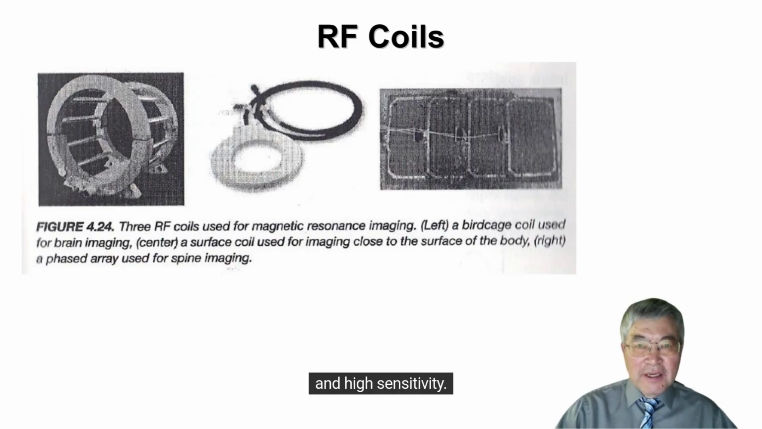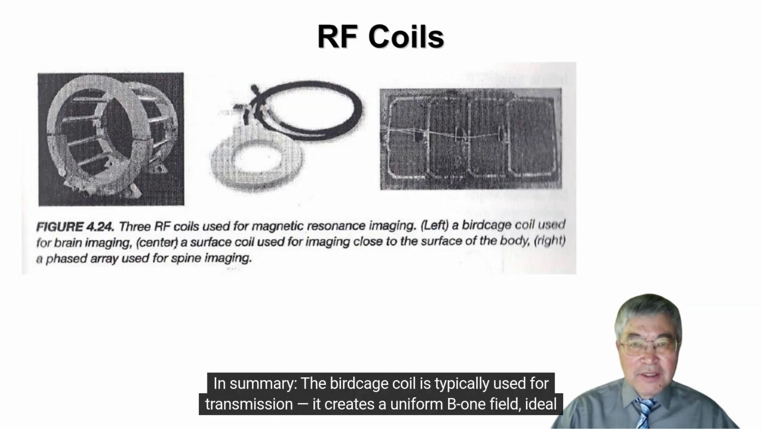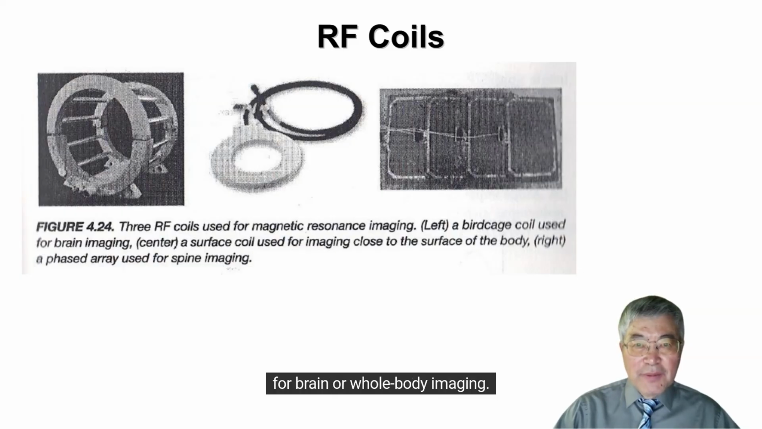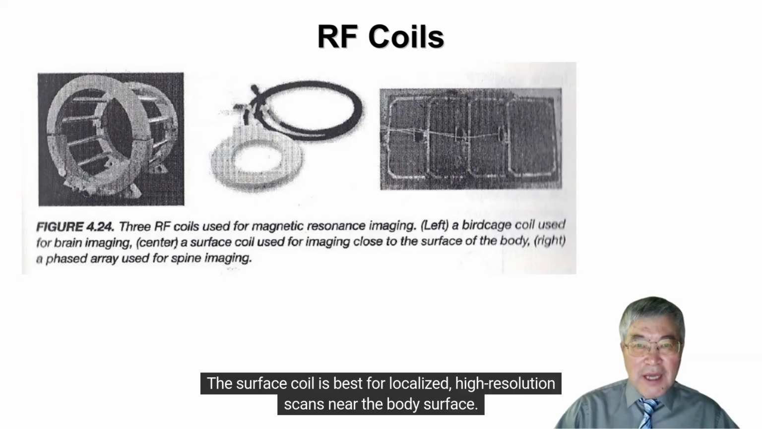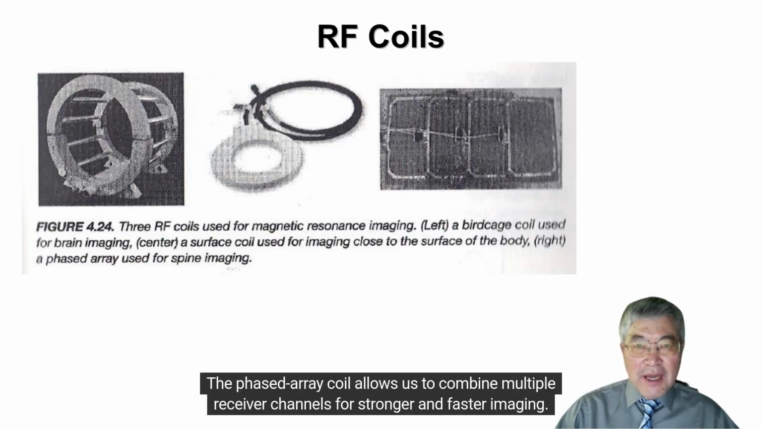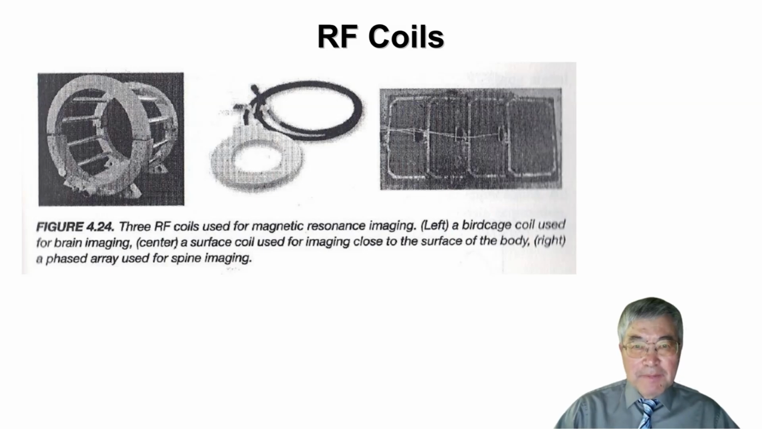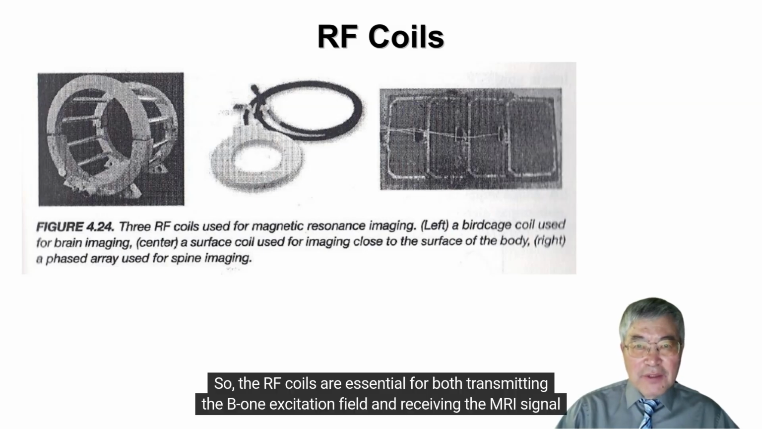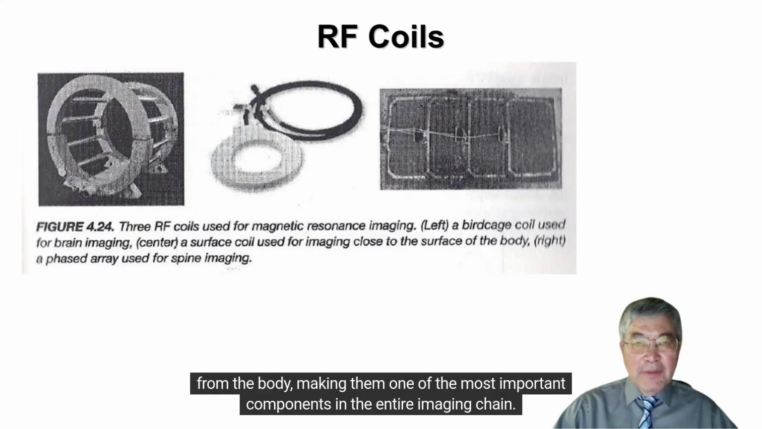In summary, the birdcage coil is typically used for transmission. It creates a uniform B1 field, ideal for brain or whole body imaging. The surface coil is best for localized, high-resolution scans near the body surface. The phased array coil allows us to combine multiple receiver channels for stronger and faster imaging. So, the RF coils are essential for both transmitting the B1 excitation field and receiving the MRI signal from the body, making them one of the most important components in the entire imaging chain.